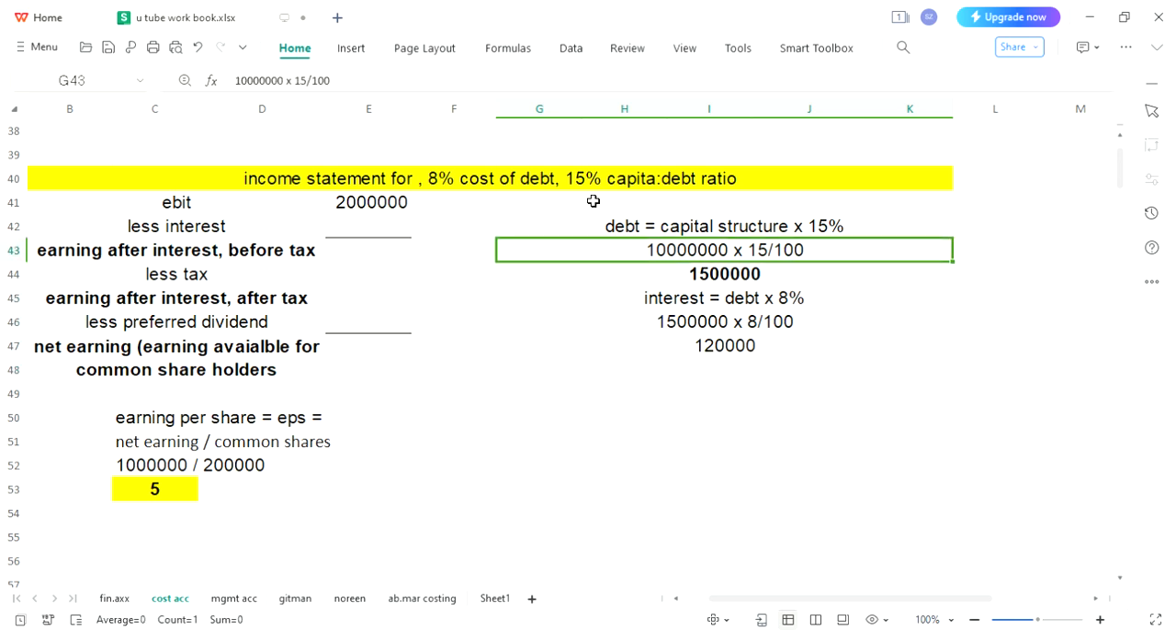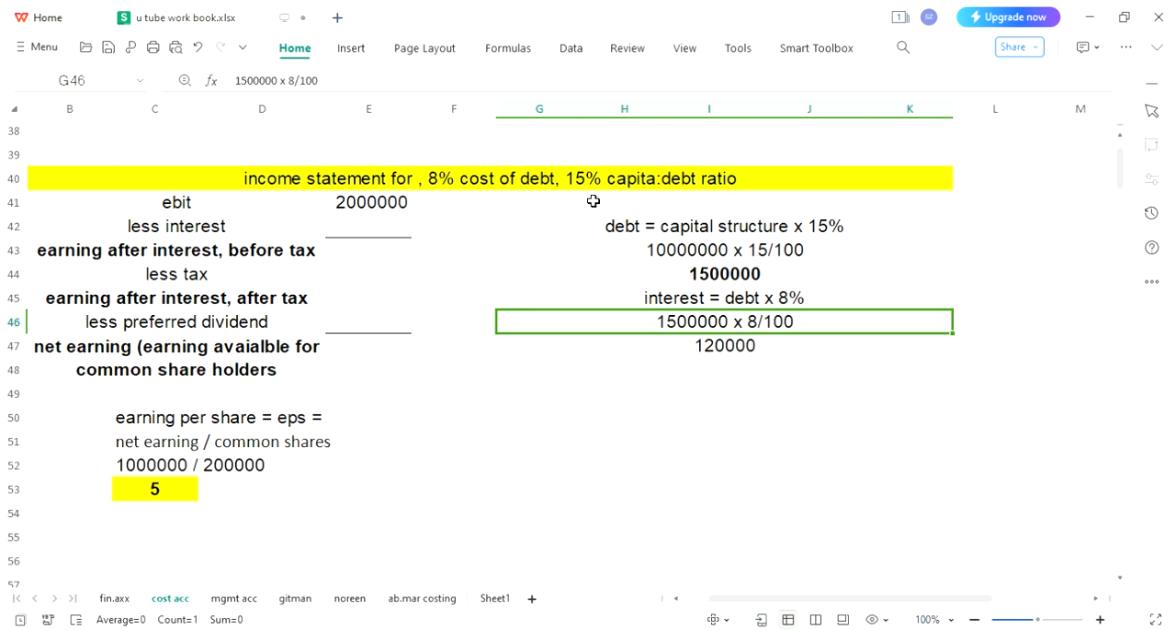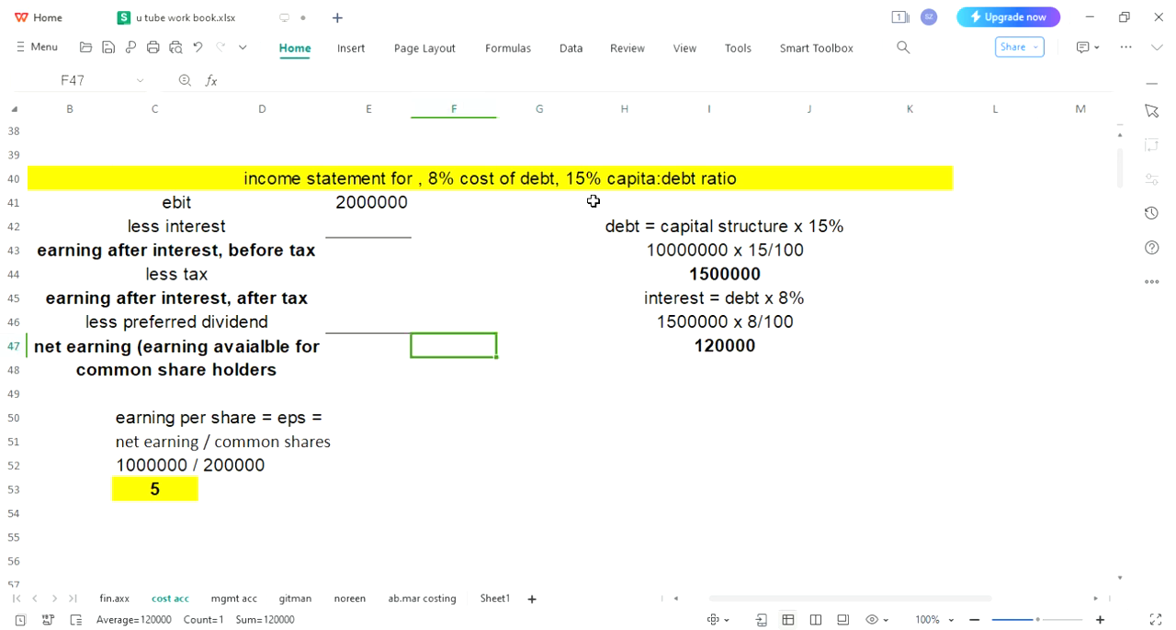These calculations are very important, because without them you will not be able to make your statement. Your interest has been calculated, 1,20,000. So you can put it over here. Now we can calculate earning after interest. How? By subtracting amount of interest from EBIT. Your EBIT is 2 million.